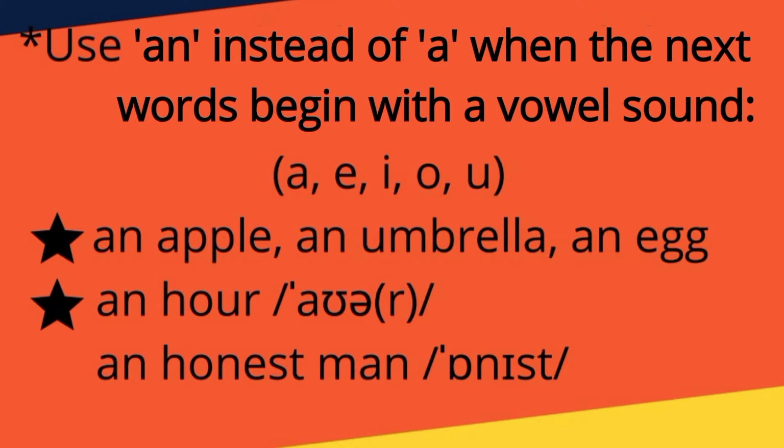Next, we use an instead of a when the next word begins with a vowel sound. For example, an apple, an umbrella, an egg. Some words begin with a silent H. Use an with nouns that begin with a silent H. For example, an hour. The H is silent, but we pronounce the O sound, so we use an. Another one, an honest man. Even though it's spelled with an H, it is a silent H. So it is pronounced as O. So, we use an.